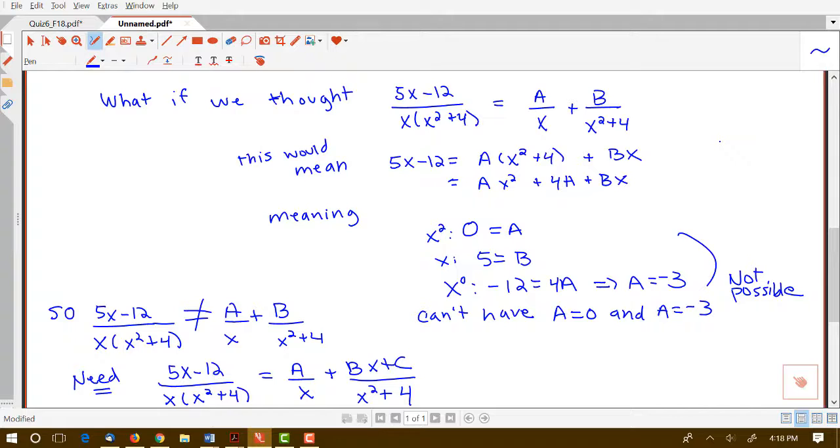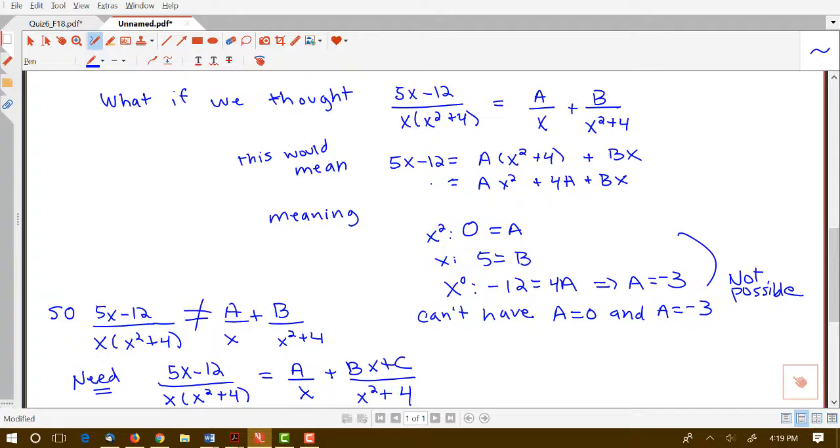and why that would not work out for you. If you thought that the form here was A over x plus B over (x squared + 4), that would mean after you cleared the fractions, after you multiplied both sides by x times (x squared + 4), that 5x - 12 was equal to A times (x squared + 4) plus Bx, meaning that you would have Ax squared + 4A + Bx = 5x - 12.